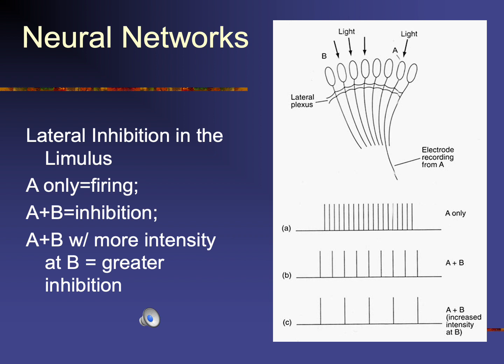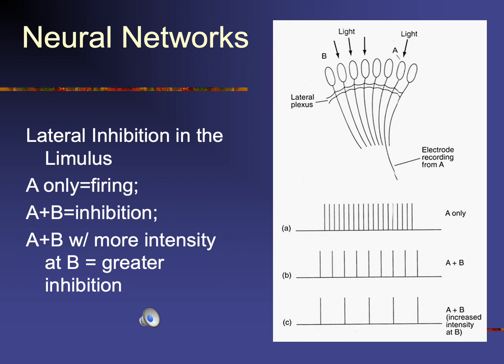Now imagine if you also put light on B. So now A and B are being stimulated. Well, the firing rate changes, indicating there's a lot of light present, that there's a broad area of light covering both A and B receptors, which is very different than the narrow part of A that was stimulated before.